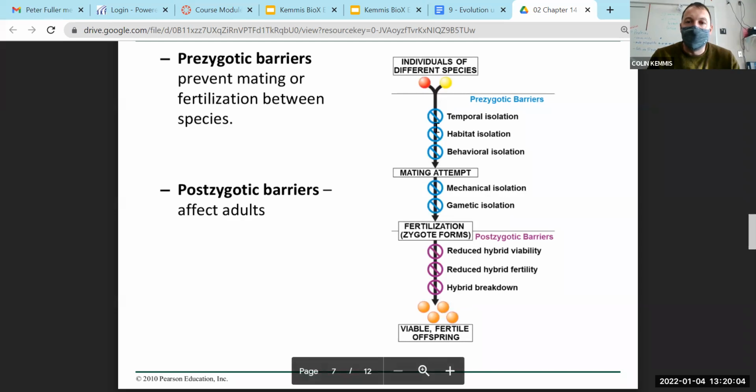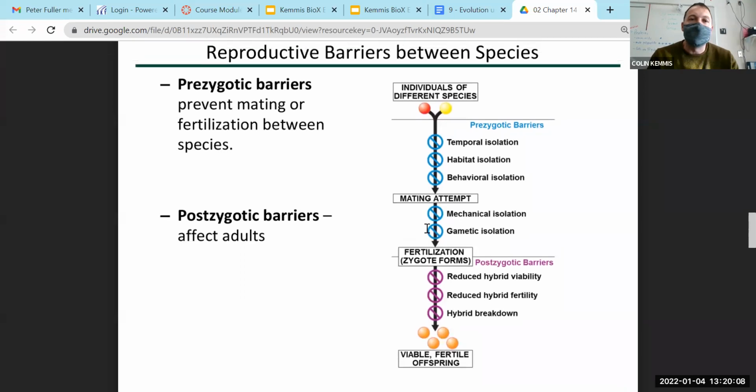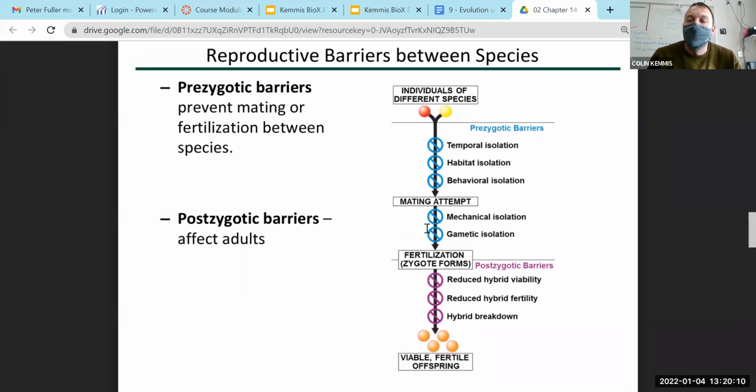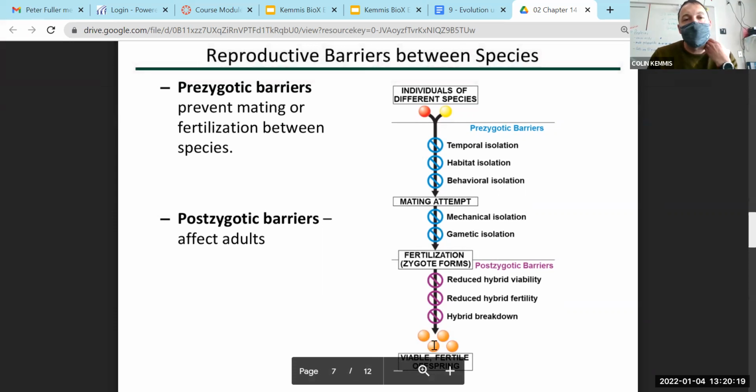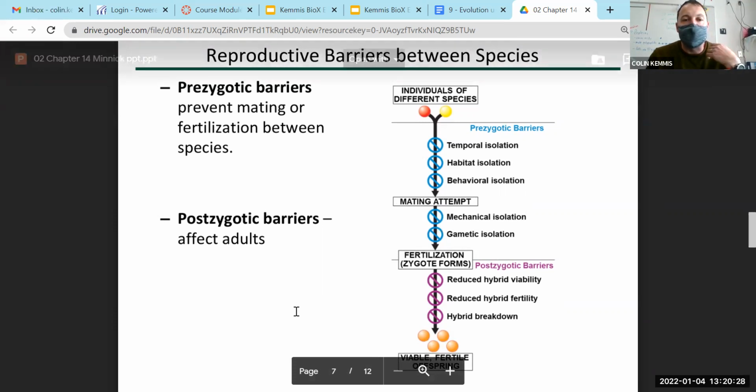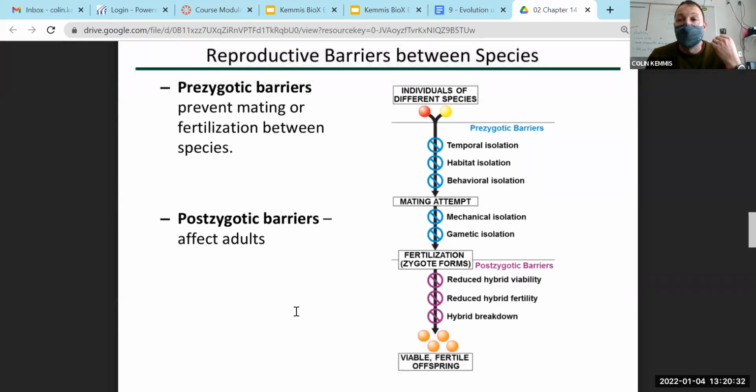And usually it only takes one of these to be a barrier for populations to not breed. But if there are no barriers, then you do get viable fertile offspring at the end. Make sure you know pre-zygotic and post-zygotic. Pre means before the joining of sperm and egg, before the fertilization and mating, and post-zygotic would be after. It affects the children, or the children later in their lives when they are adults trying to mate.